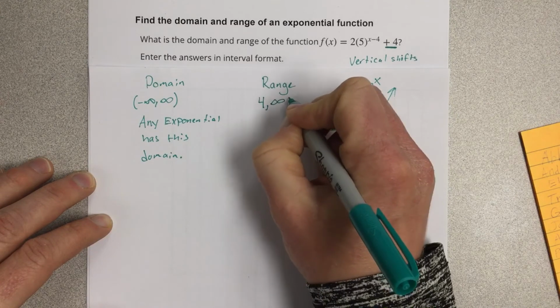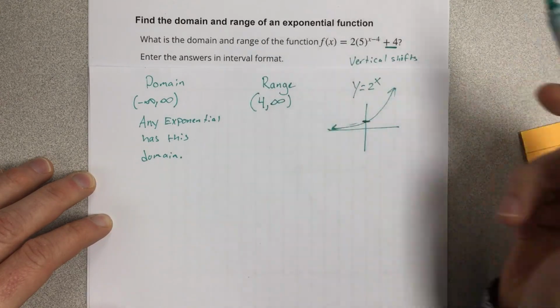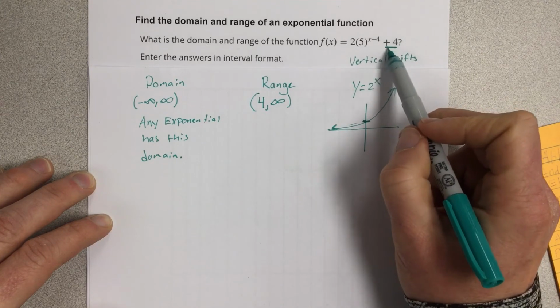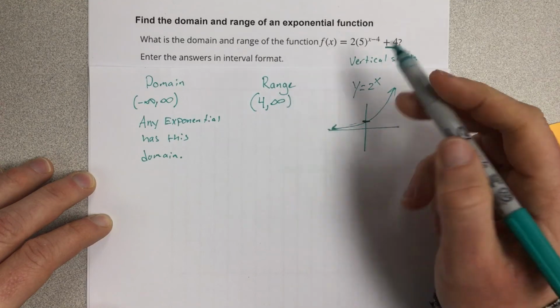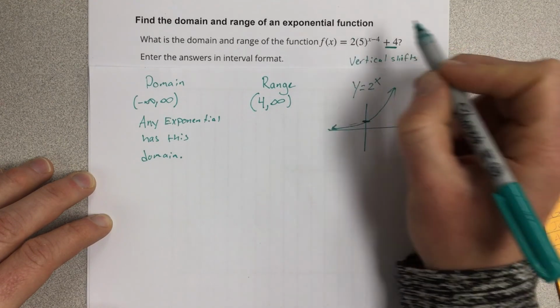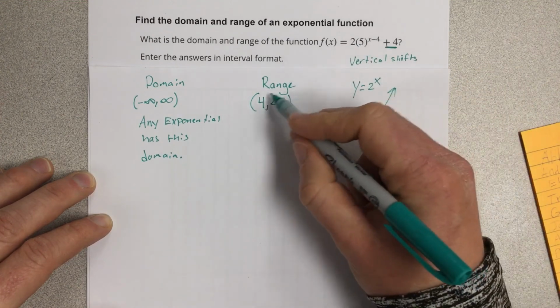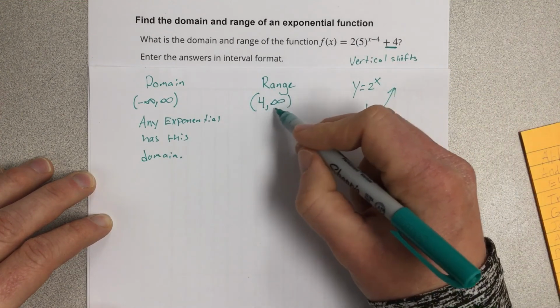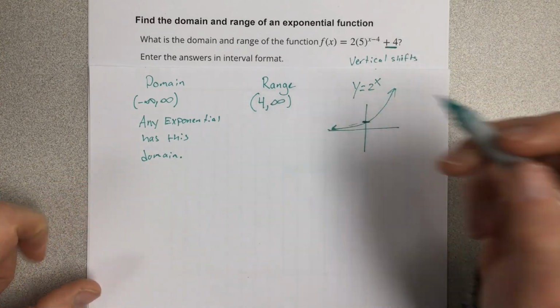So the only thing I have to worry about for finding domain and range of exponential functions is the vertical shift. If there is a vertical shift, that's going to change my range. I do need to worry about vertical reflections, because sometimes if it's reflected across the x-axis, my range will change and be the opposite of what I have written here. But I just want to look at that vertical shift, and I can tell what the range is.